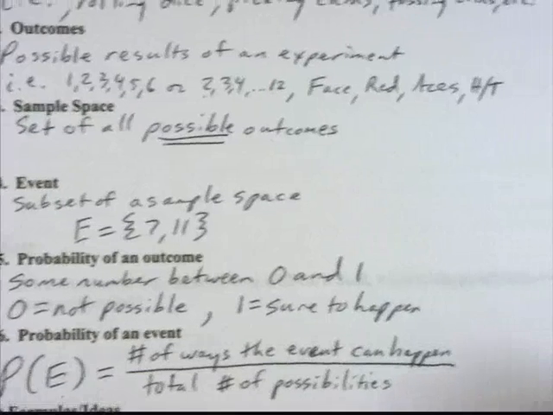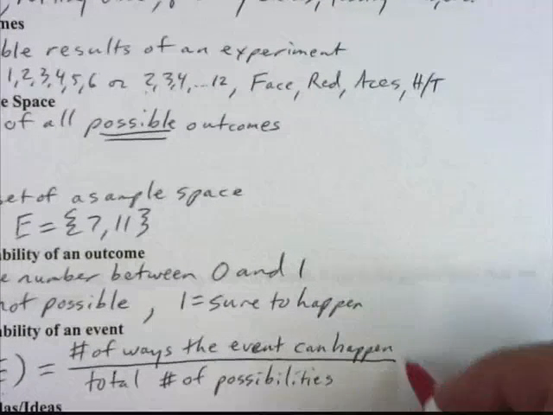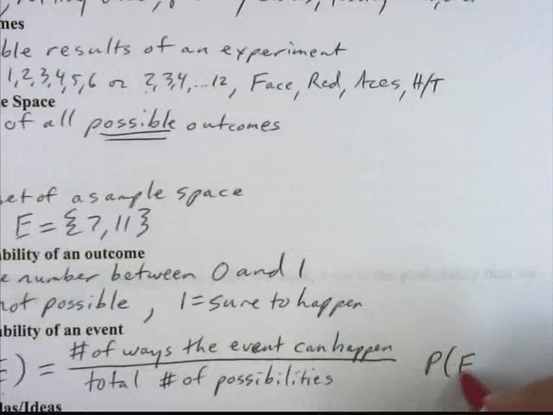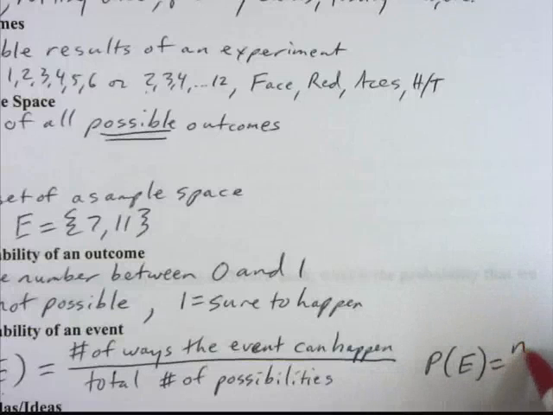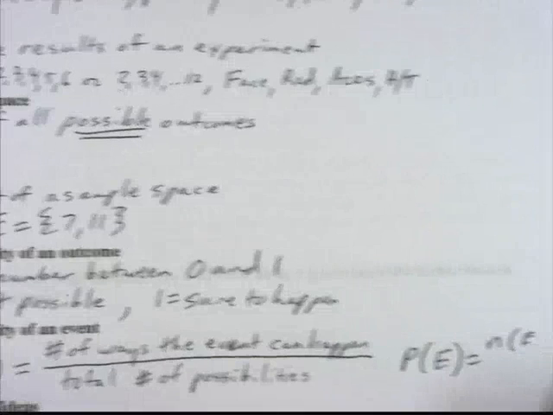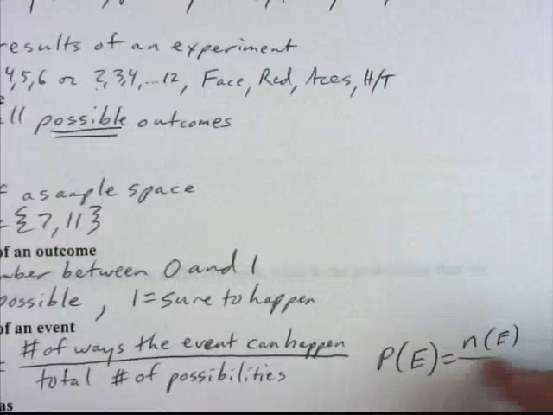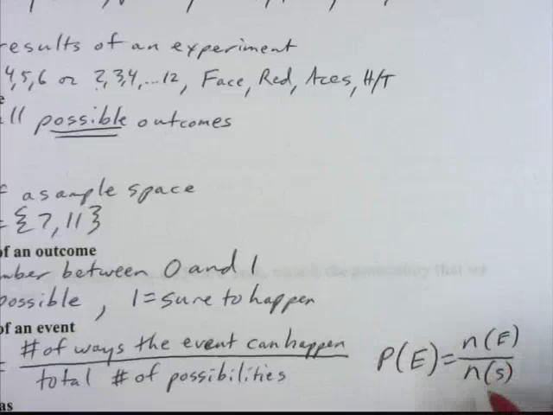Or we have a fancier way of writing that. Our fancier way of writing that is we say that the probability of some event E is the number of ways that E can occur over the total number of ways, which would be the number of ways that the sample space can occur.